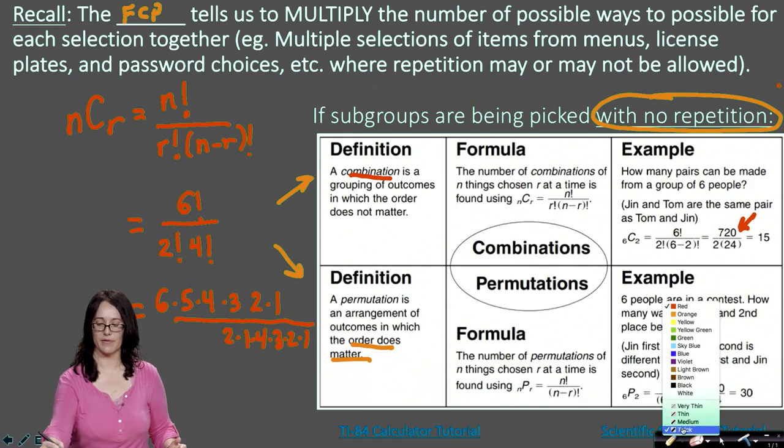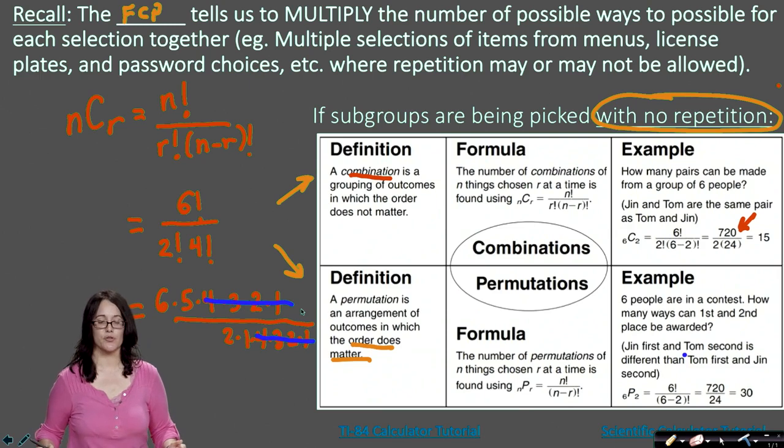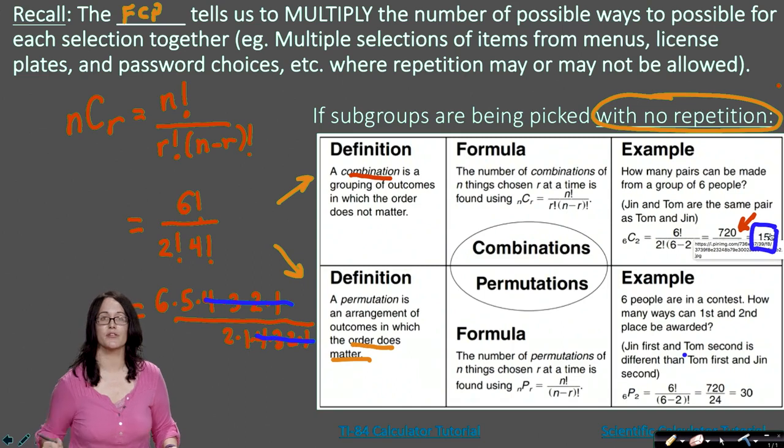For example, instead of getting 720 over 48, for our denominator you could have simply said, I noticed that 4 times 3 times 2 times 1 is on the top and on the bottom. So really, I just have 6 times 5, which is 30 on top, and 2 times 1, which is 2 on the bottom. Well, what's 30 divided by 2? That's right, 15. So another way of doing this is to simplify along the way.